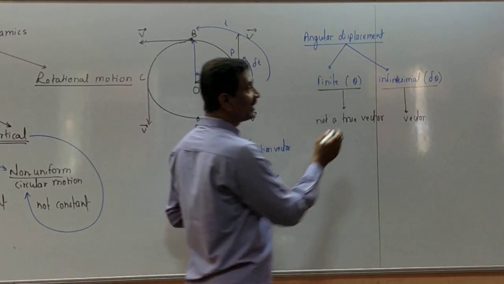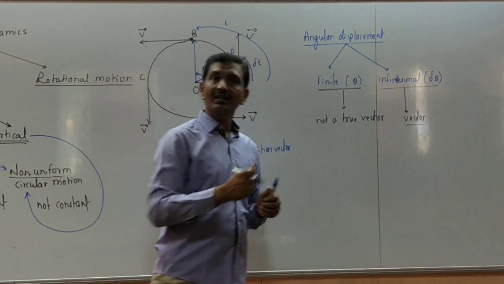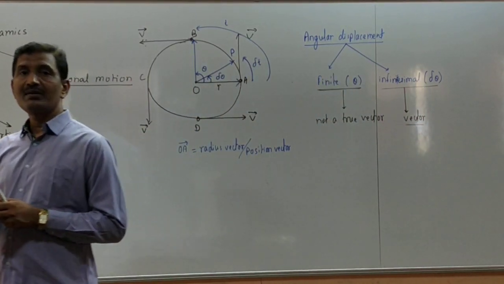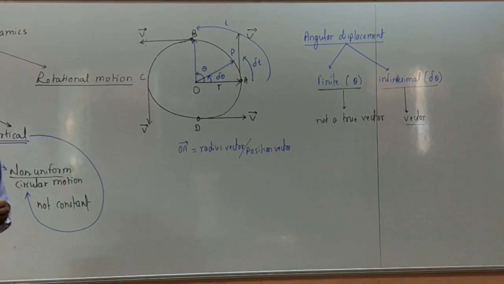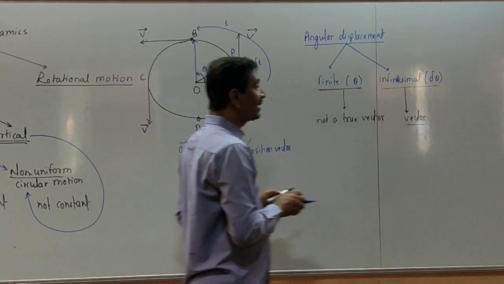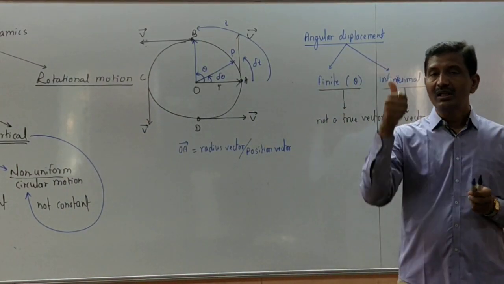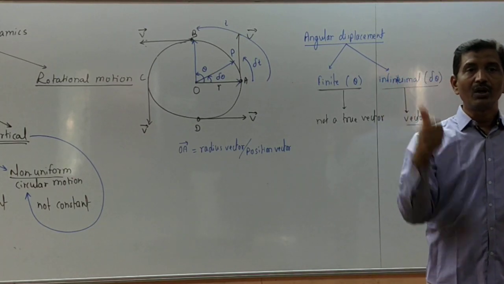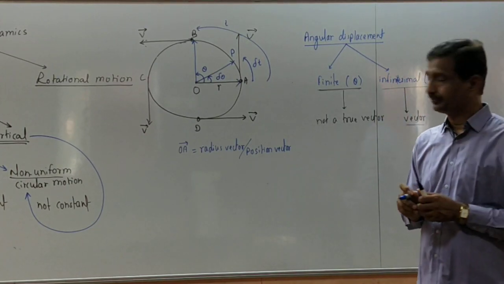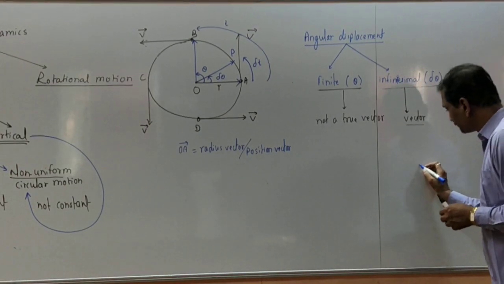While infinitesimal angular displacement is a vector, as it is a vector, the question is what is the direction of delta theta. To represent the direction of infinitesimal angular displacement delta theta, we use the right hand thumb rule or right hand screw rule. So what is the right hand thumb rule or right hand screw rule?